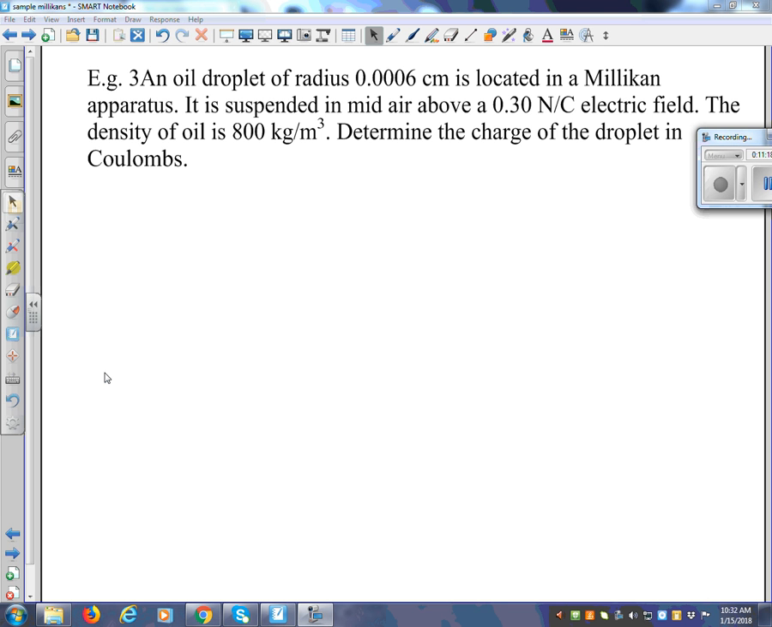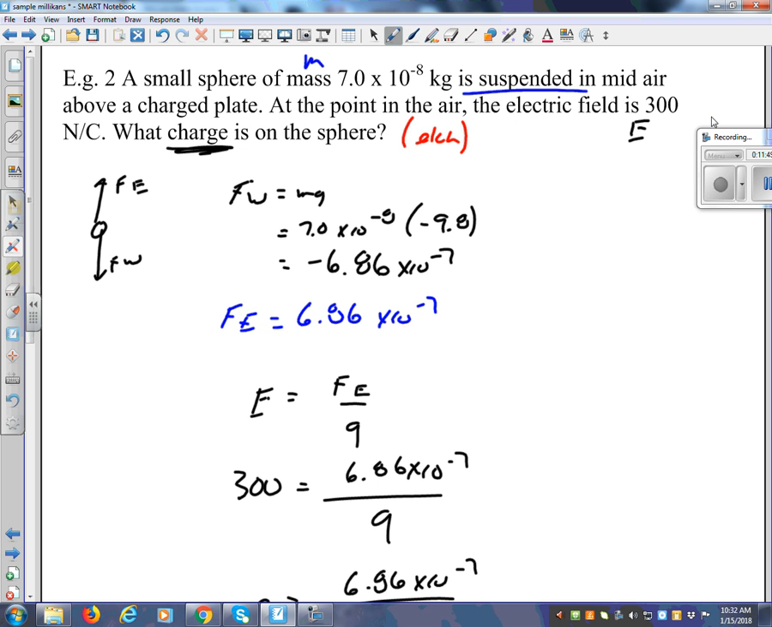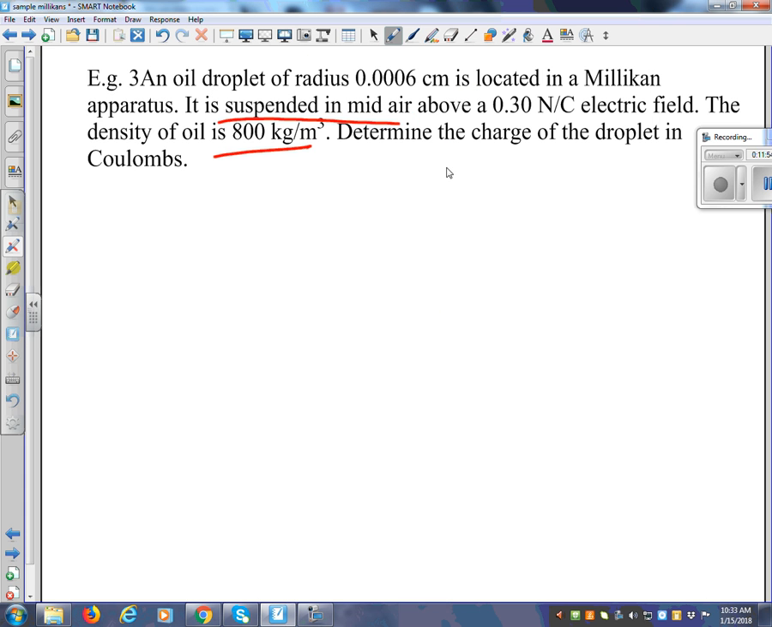We have an oil droplet that has a radius of 0.0006 centimeters located in the Millikan apparatus. It is suspended in midair above a 0.3 Newton per coulomb electric field. The density of oil is 800. Determine the charge of the droplet in coulombs. Oh. What's different about this one? It's got a radius and density. But really, we had the electric field before, right? Before, I had the mass. So I have to go from radius and density to mass to make this work.